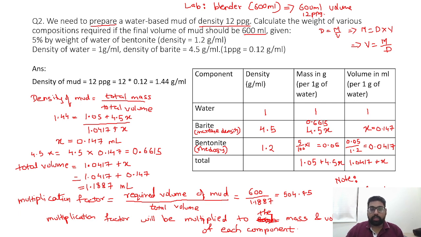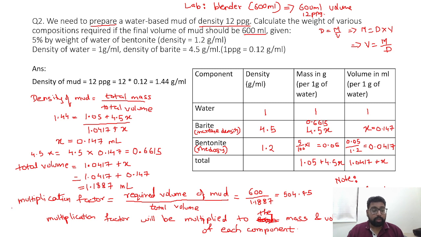In the table, what we did was we tried to fill in all the unknown values, but as the volume of water was not given, we assumed the mass of water as 1 gram. Okay, and you did all the other calculations. You assumed the volume of barite as x. Okay, and then you added it up. You know the density of mud. The density of mud was calculated and converted into 1.44 grams, and then you find out the value of x, then find the volume and then the mass by putting in the value of x.